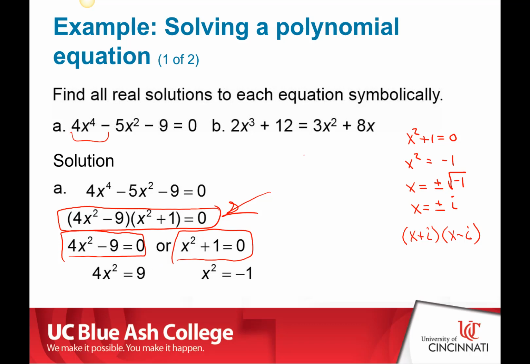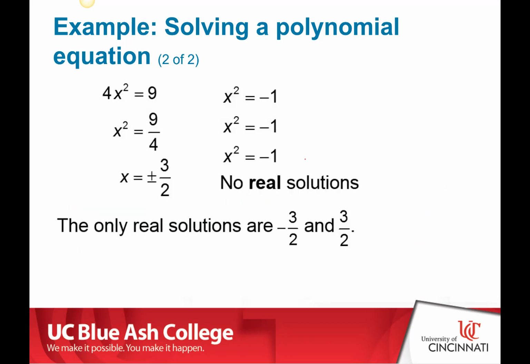Okay, so when we solve this 4x squared minus 9, we're going to wind up with x squared equals 9/4. When you take the square root, x is equal to a positive 3/2, x is equal to a negative 3/2.